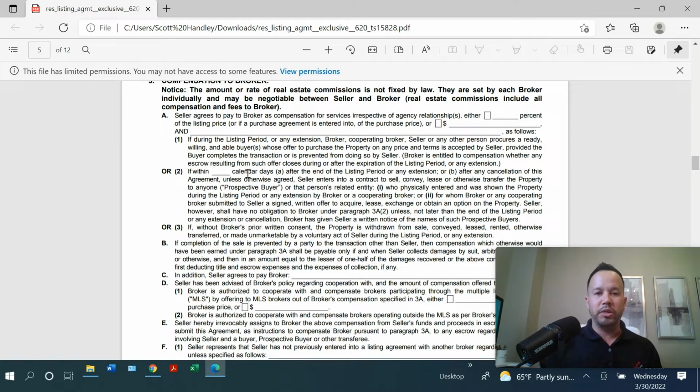So that's a long clause, but let me break that down for you. So basically, if you put in a date here, and there are some brokerages that actually do, they'll put a 6-month date here or a 3-month date in here, which isn't a bad idea.